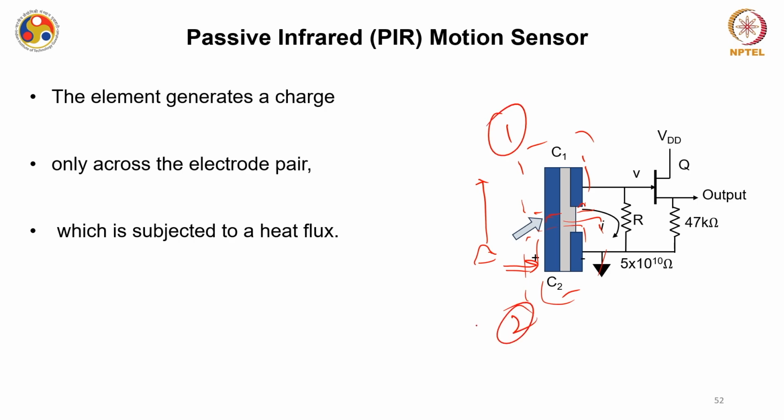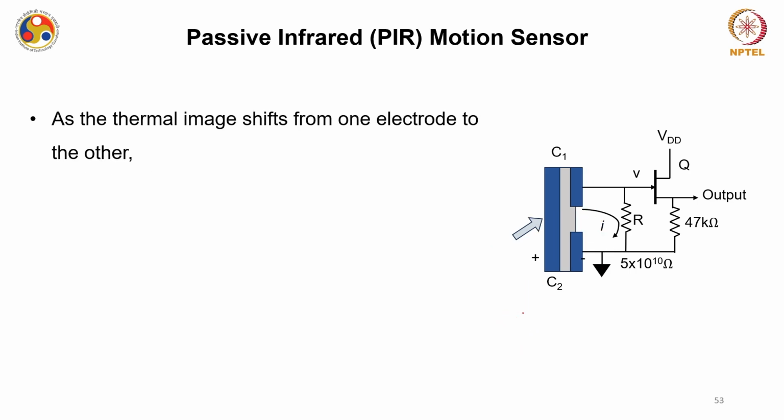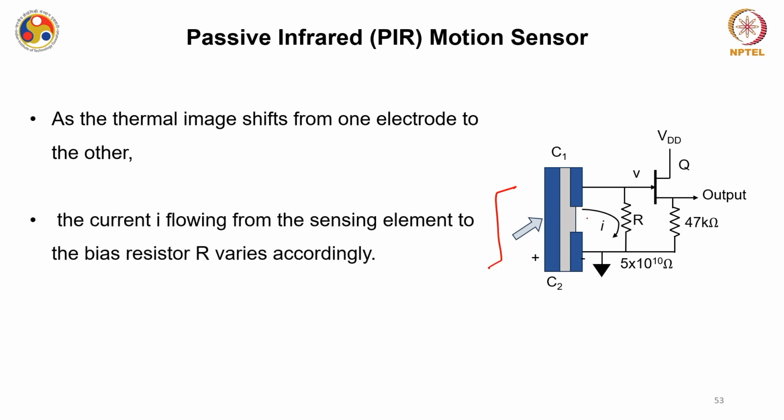So this element generates a charge only across the electrode pair which is subjected to a heat flux. If it is getting subjected to heat flux, it will generate charge only in this region. As the thermal image shifts from one electrode to the other, the current I flowing from the sensing element to the bias resistor R varies accordingly.